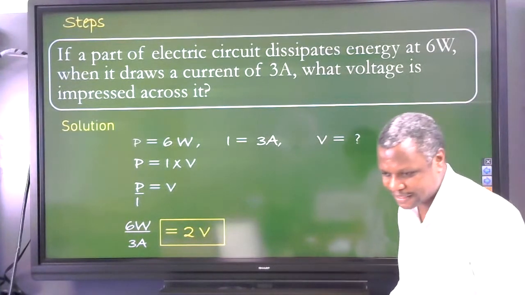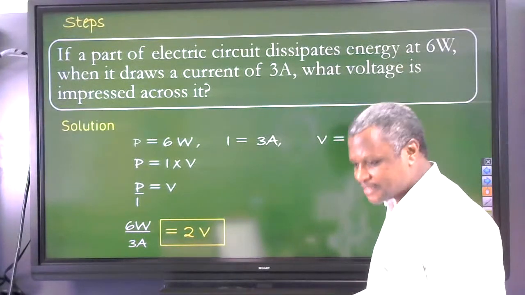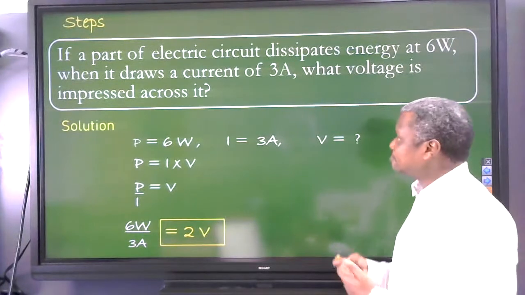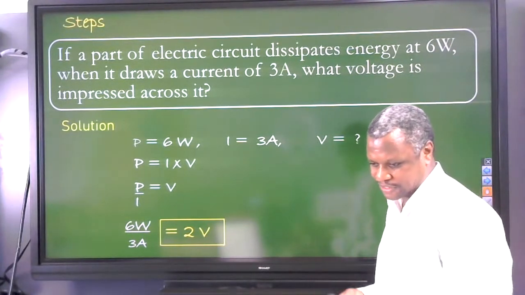2 volts. Okay. You're writing your answer as A. If it's possible, just write your answer as is: is it 2 volts? Is it 6 volts? Instead of writing A or B or C.